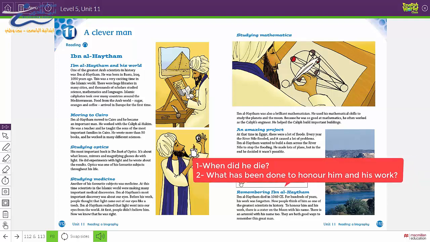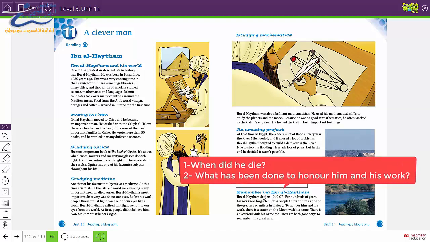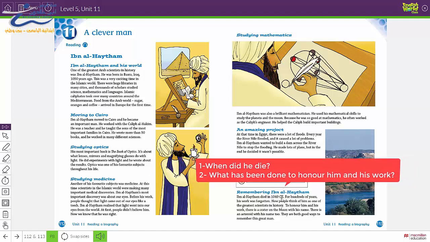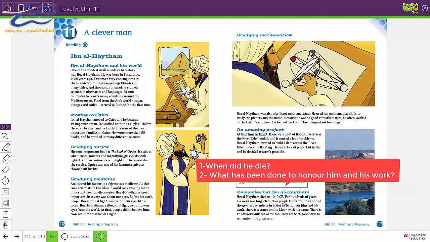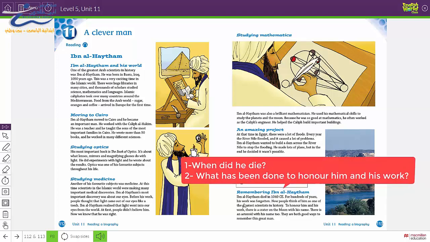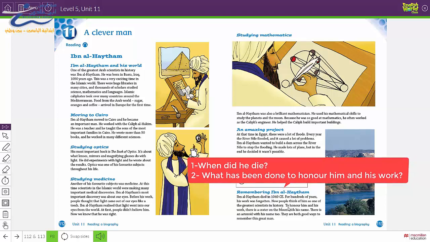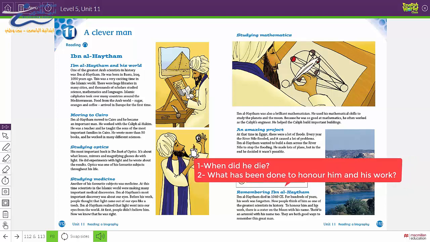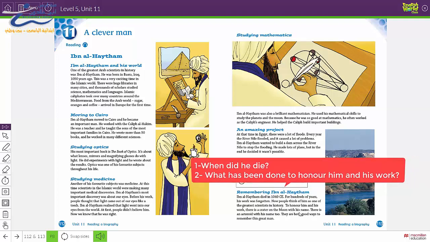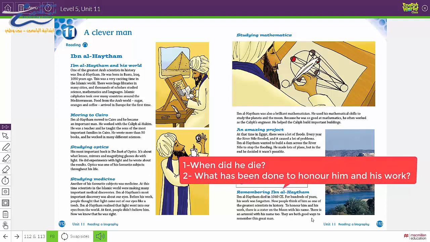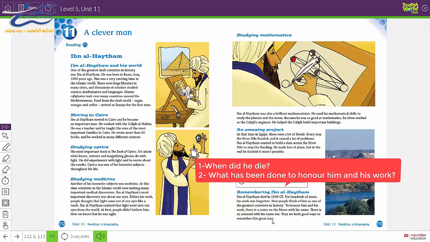Remembering Ibn al-Haytham. Ibn al-Haytham died in 1040 Common Era. For hundreds of years, his work was forgotten. Now, people think of him as one of the greatest scientists in history. To honor him and his work, there is a crater on the moon with his name. There is an asteroid with his name too. They are both good ways to remember this great man.